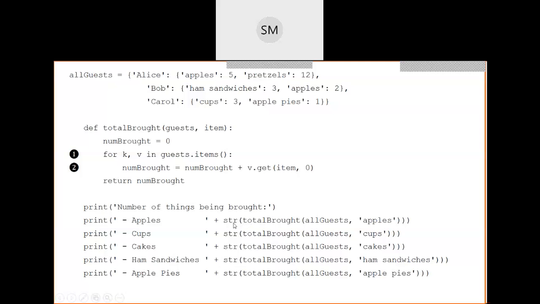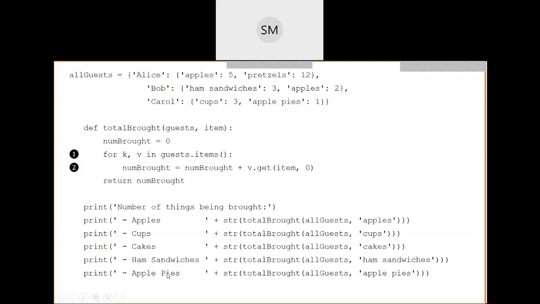So I am using the string function here so that we can easily concatenate these two strings. Similarly for cups: total brought of all guests, comma, cups. It means how many cups are gathered in the picnic spot. So that is total brought. The count will be an integer, so I have to convert it into a string. Similarly for cakes, ham sandwiches and apple pies.